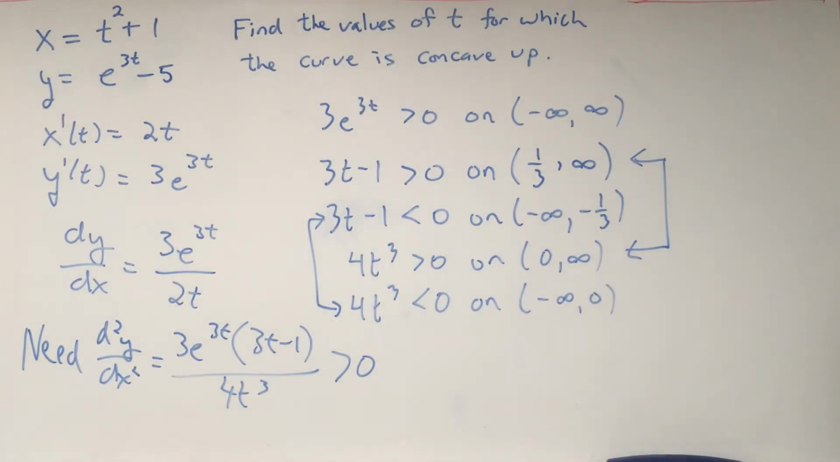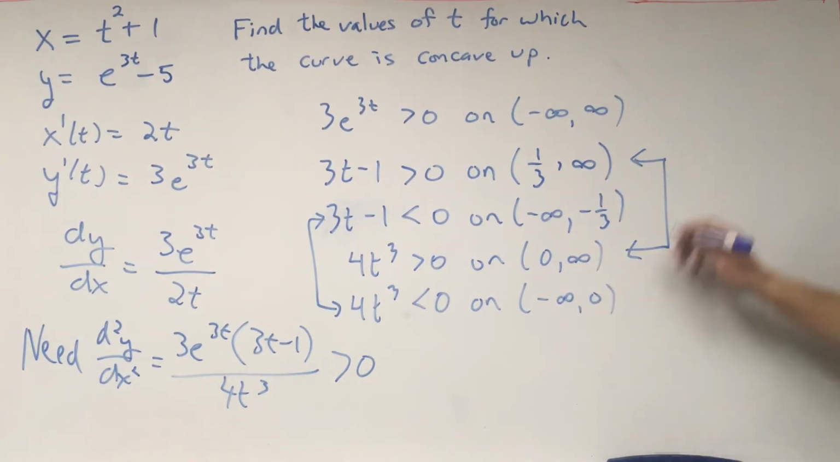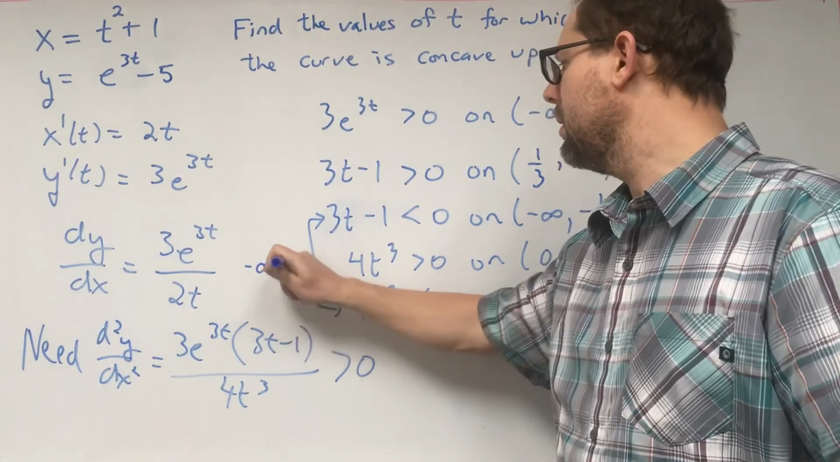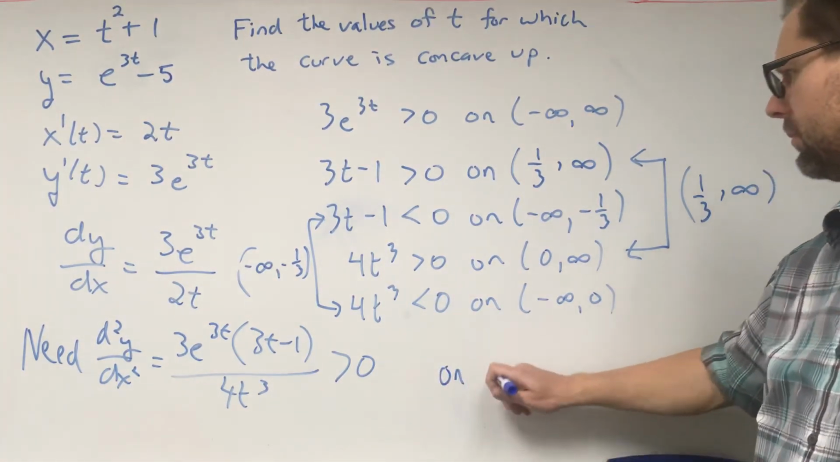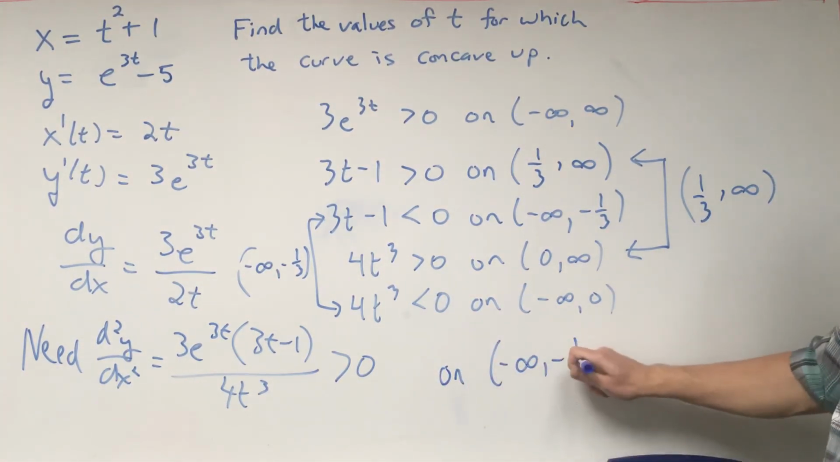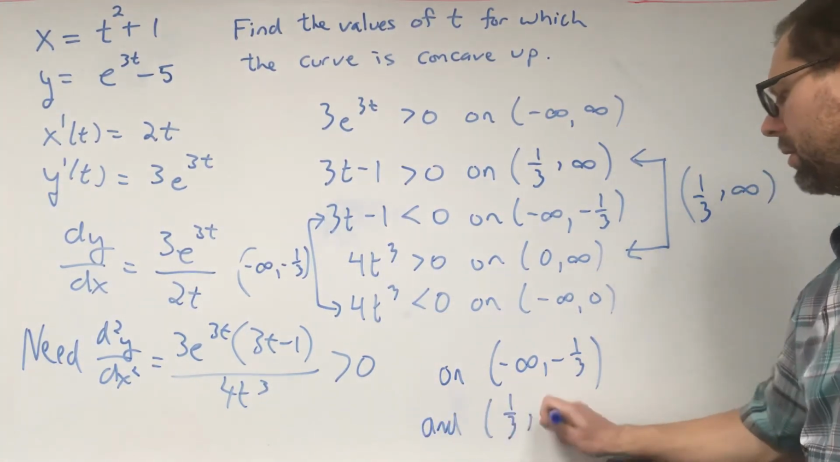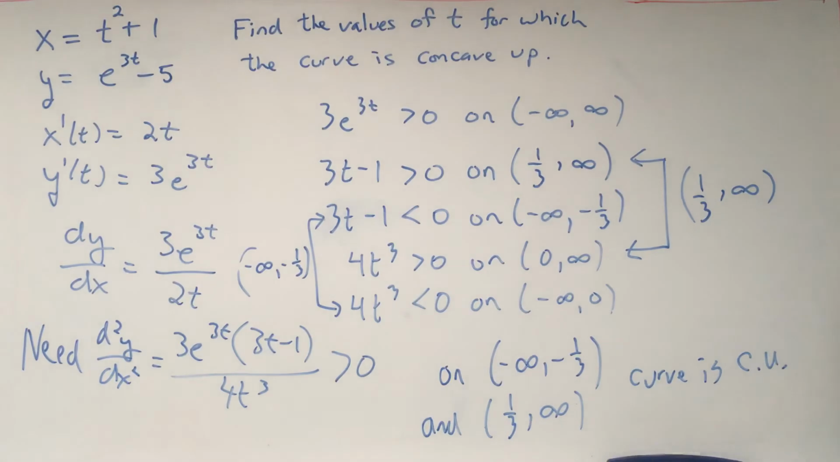So let's see what kind of answers we get out of there. We have 1/3 to infinity and 0 to infinity. Where do these overlap? 1/3 to infinity. Down here, we have minus infinity to negative 1/3 and minus infinity to 0. The overlap between those conditions will be minus infinity to negative 1/3. So on minus infinity to negative 1/3, and on 1/3 to positive infinity, the curve is concave up.